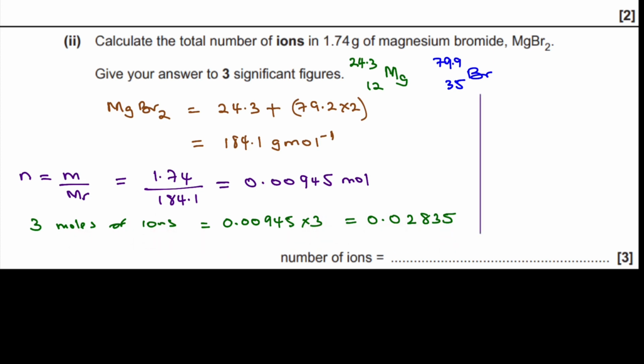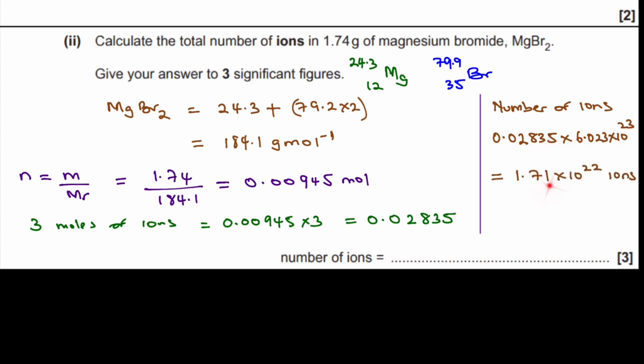And now we need to find the number of ions, which will be equal to the number of moles of ions times Avogadro's number, and that will give 1.71 times 10 to the power 22 ions. So the answer we're looking for is 1.71 times 10 to the power 22 ions.